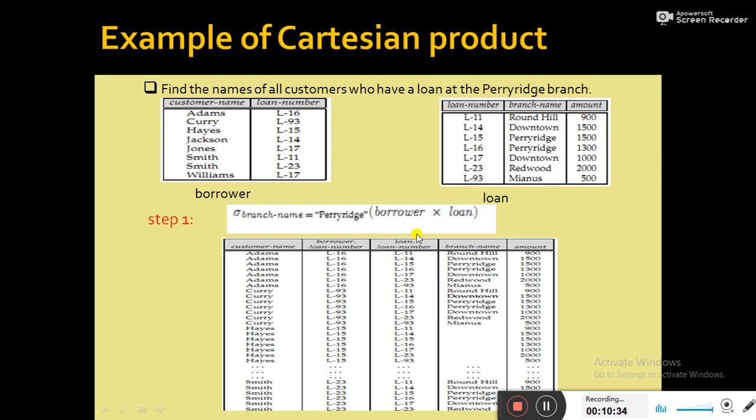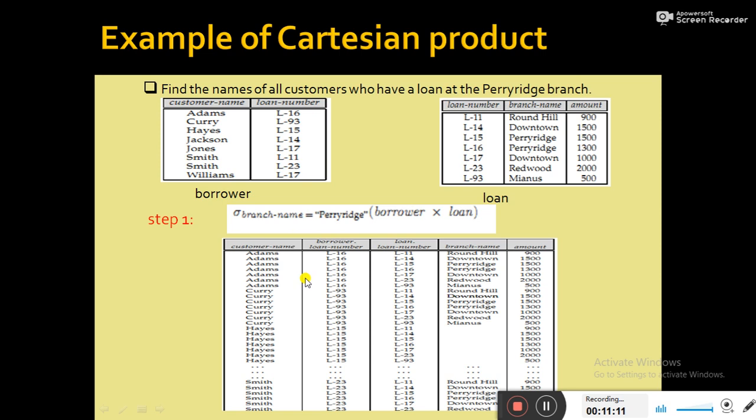To solve that query, we have to follow some steps. Step one is to combine the information from the two relations, borrower and loan. How to combine? With the help of the Cartesian product operation. So borrower cross loan. If we perform borrower cross loan, as I explained previously, it will create a schema that adds all the attributes from both relations, borrower and loan.